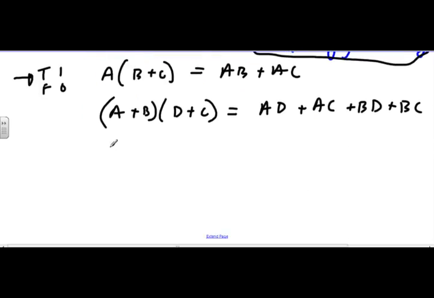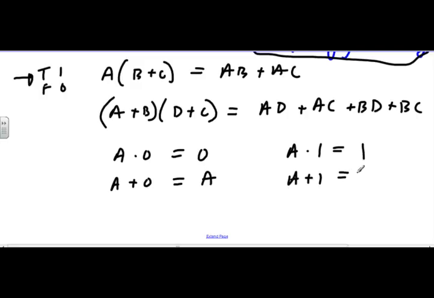Okay, another rule. If I have A and 0, I'm going to get false. If I have A or 0, I'm going to be A. If I have A and 1, I'm going to have 1. If I have A or 1, no, I'm going to have A. All right, you're right. If I have A or 1, I'm going to have 1.